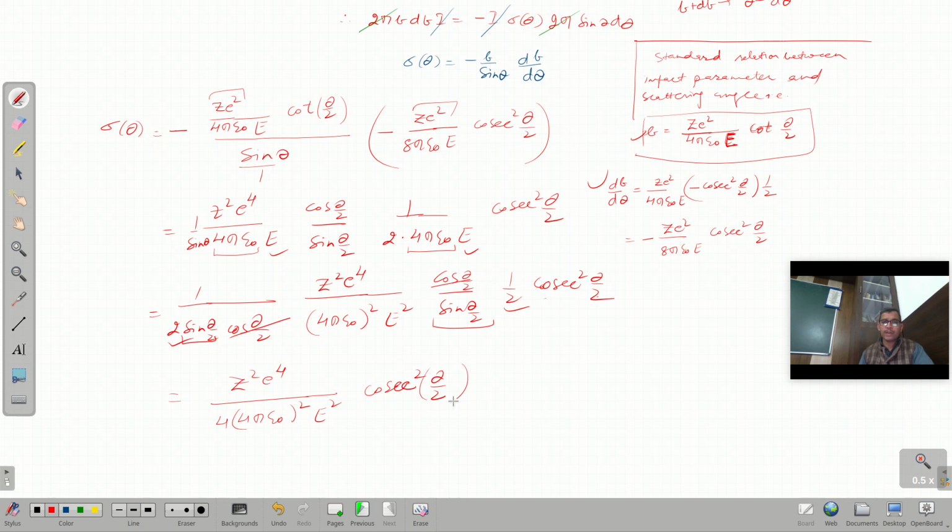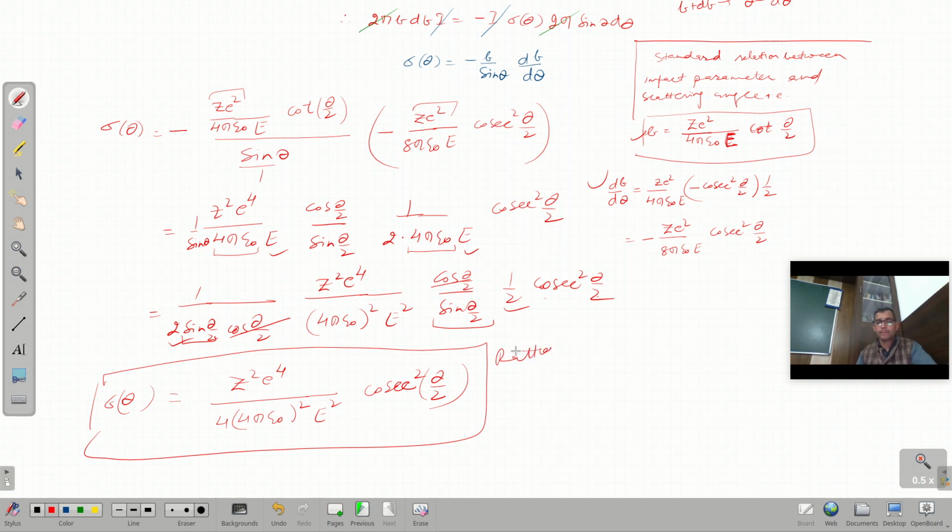So this is the required Rutherford's scattering formula.